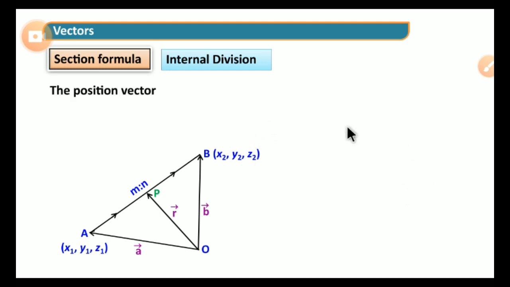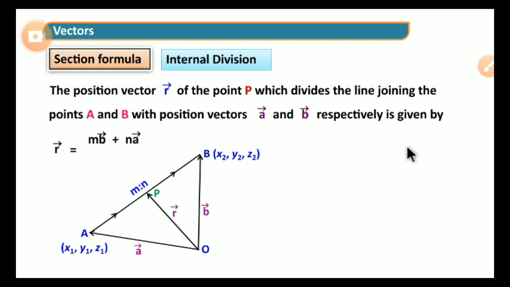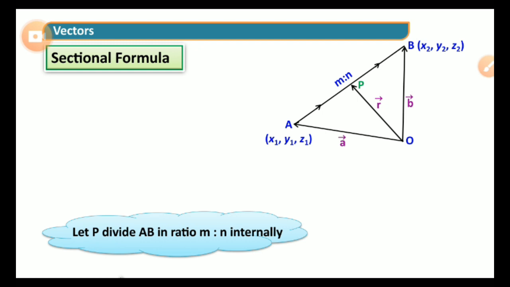Let us go for the statement. The position vector r of the point P, which divides the line joining the points A and B with position vectors small a and small b respectively, is given by r vector is equal to m into b vector plus n into a vector divided by m plus n. This is the statement of internal division. Let me prove this internal division section formula.